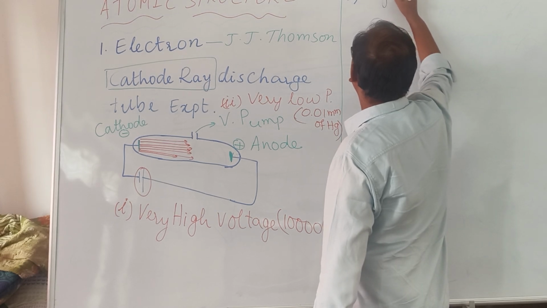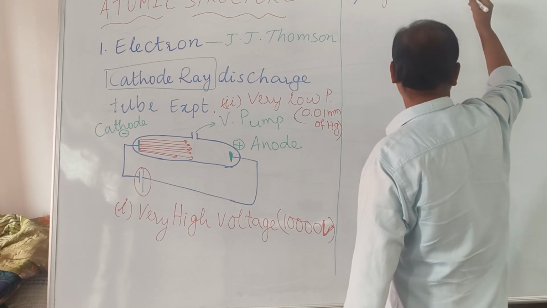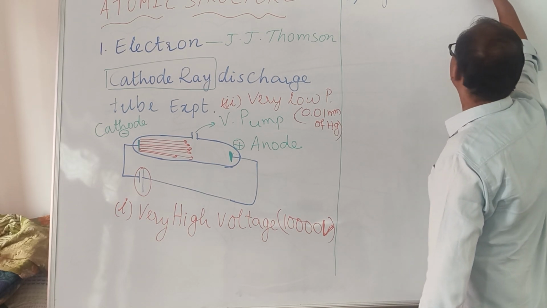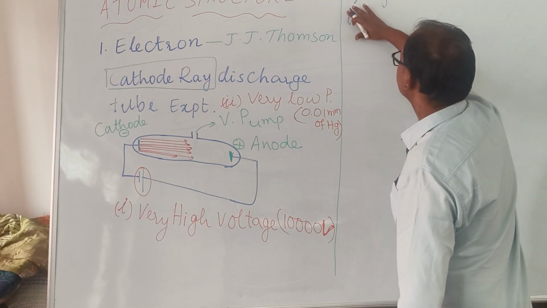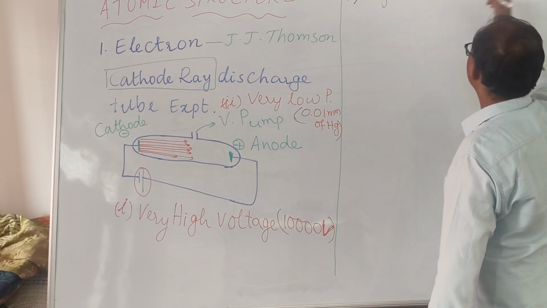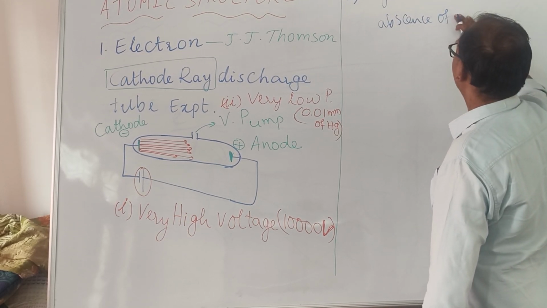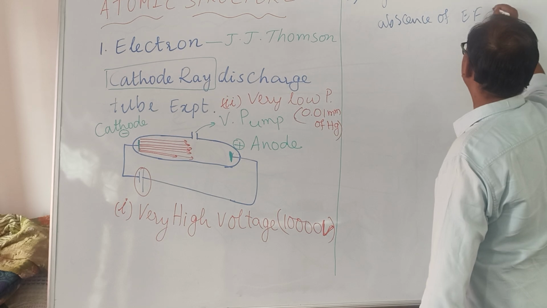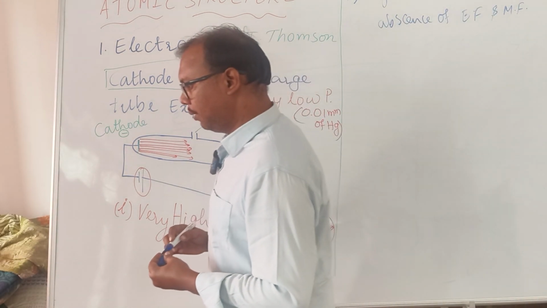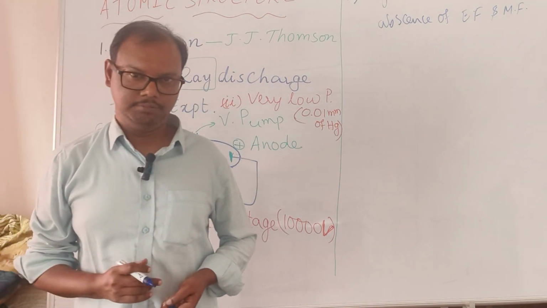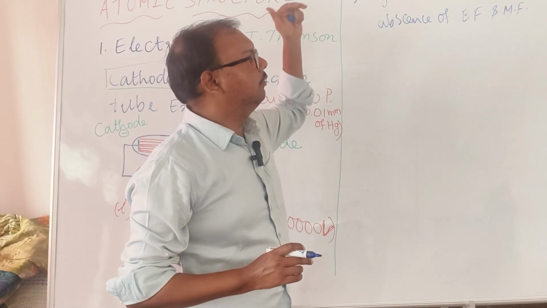They travel in straight lines. The second one, in absence of electric field as well as magnetic field, means there is no deflection. There is no deflection in absence of electric and magnetic field. They travel in straight lines.